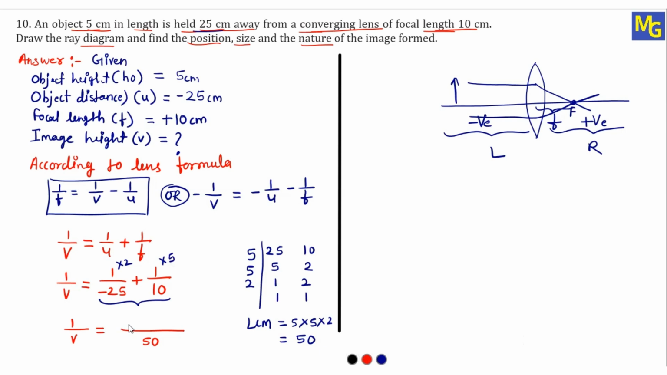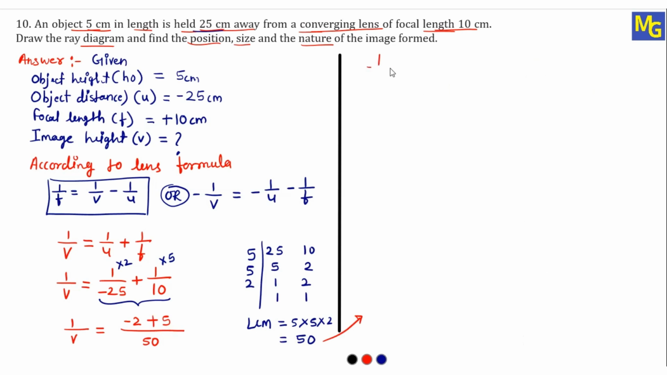So write down here it is minus 2. You can see here there is a negative sign, and plus 5. So now write down on the other side. Let me clean this side. So now I'm going to get 1 by v is equal to minus 2 plus 5, and this we are going to get, that is we have to do the subtraction. So we get 3 and down it will be 50.